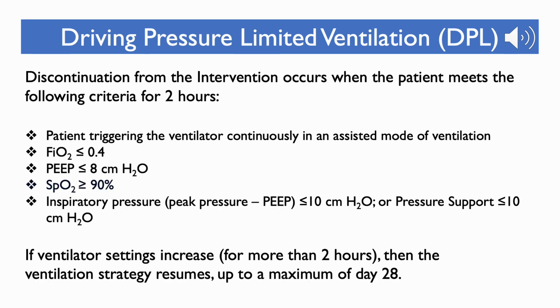Once the patient recovers from respiratory failure, the intervention can be discontinued. The criteria for discontinuing the intervention are as follows. The patient should be triggering the ventilator continuously. The FiO2 must be less than or equal to 40%. The PEEP must be less than or equal to 8 centimeters of water. The saturation greater or equal to 90%, and the inspiratory pressure, which is computed as the peak pressure minus the PEEP, has to be less than or equal to 10 centimeters of water.